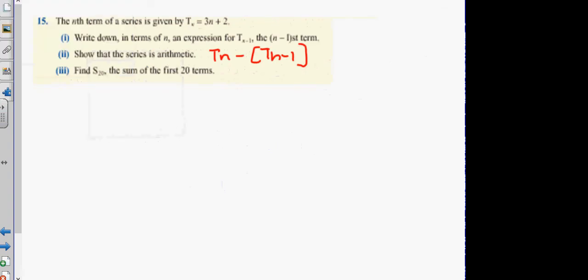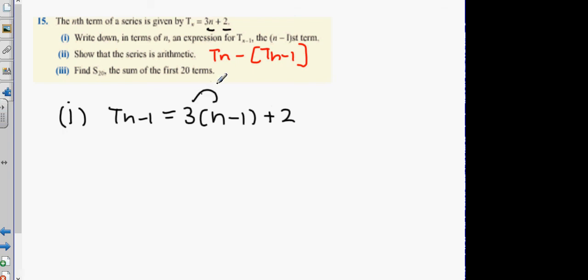Now, what happens next is the following, guys. Okay, we have Tn and we're asked to write down an expression for Tn minus 1. So replace, anywhere you see n, put in n minus 1. So you're going to have T of n minus 1 equals 3 times n minus 1 plus 2. 3n minus 3 plus 2. 3n minus 1 is Tn minus 1.